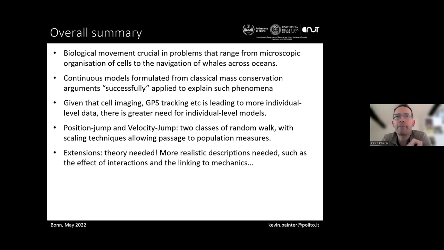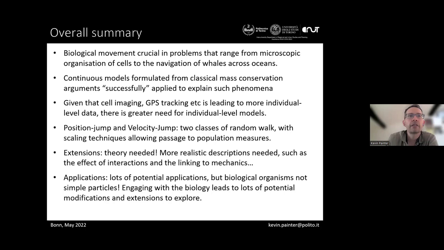I then get into the whole area of interacting particle systems, which is a big body of research. Another interesting thing is that if you're talking about things like cell migration, cell movement involves linking to mechanics, how cells are interacting mechanically with their environment. So that's been completely glossed over here. So we need lots of extensions, and there are also a lot of very interesting potential applications.